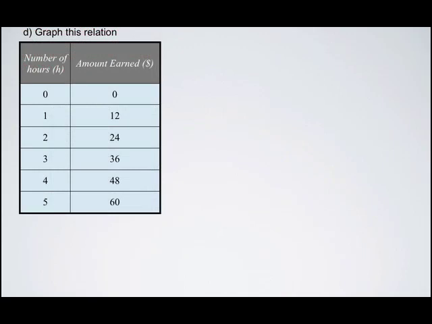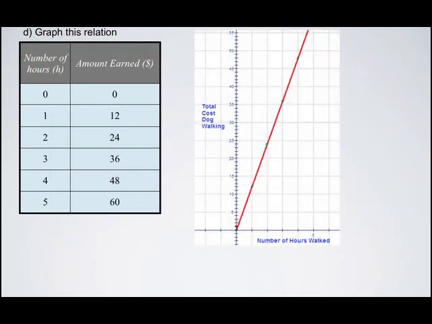When we graph this relation, we use our table of values to construct points. And this is what our graph looks like, with the total cost of dog walking along the dependent axis and the number of hours worked along the independent axis.